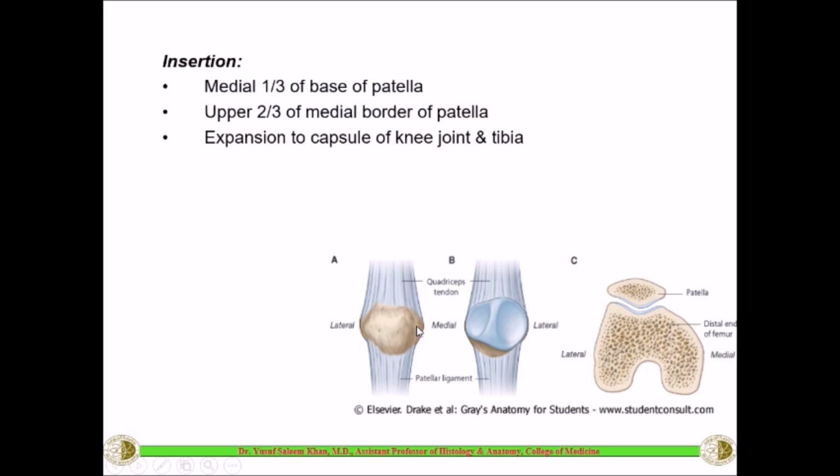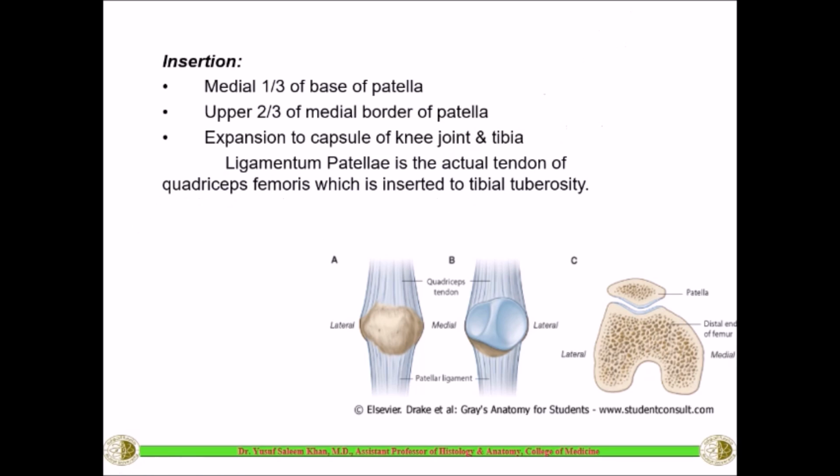Usually whenever there is dislocation of the patella, it will be on the lateral side. So this muscle, vastus medialis, will prevent the lateral dislocation of the patella. Along with that, some of the fibers also go to the capsule of the knee joint. So this is the insertion of this vastus medialis.